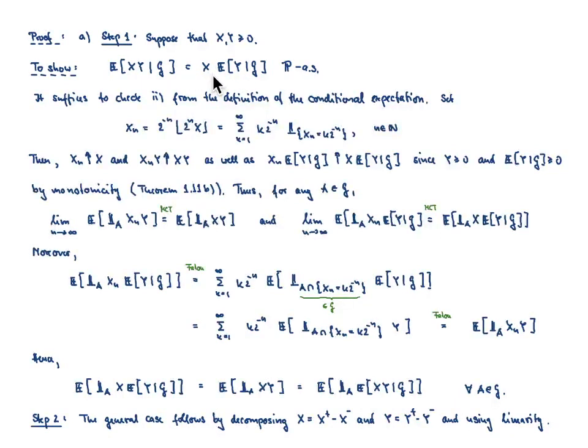And you see, the final step to relax that condition that X and Y are non-negative, you do by the usual approximation, namely you decompose X into its positive and negative part, and the same for Y, you decompose Y into its positive and negative part, and then you apply step one to each of these different factors, and use linearity of conditional expectation and the assertion follows.